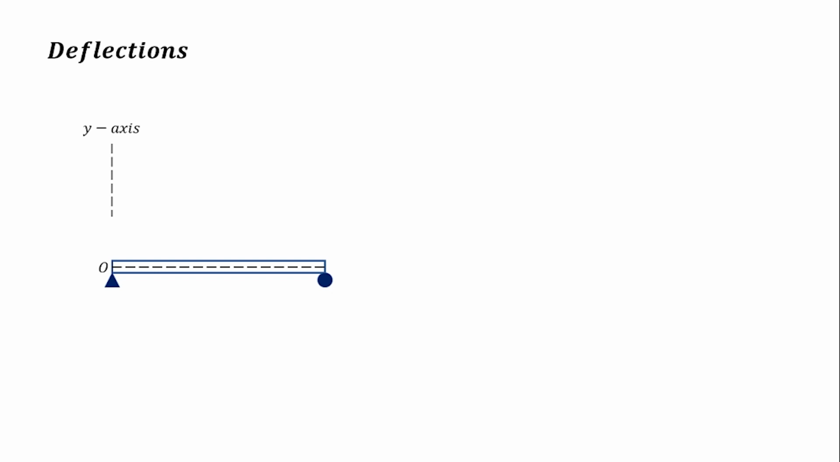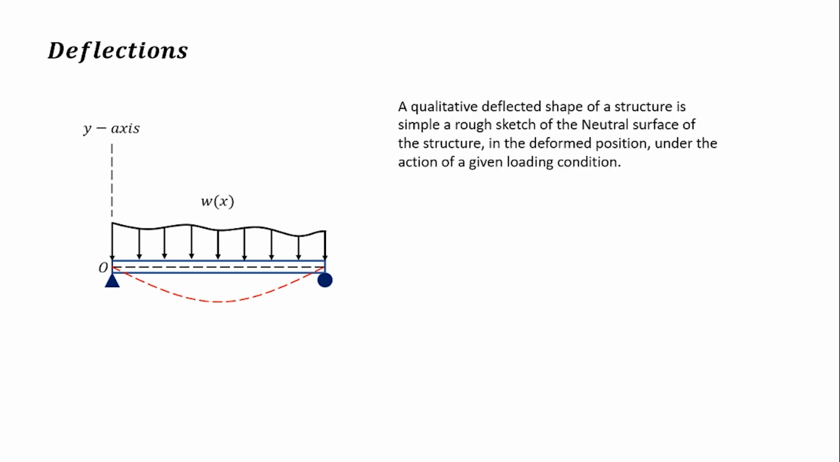So, for our deflections, if we have a beam, simple beam na merong pin support and roller support, if we apply a load, so let's say that this W is in function of x, so magkakaroon tayo ng deflected shape or yan na kulay pula. So, a qualitative deflected shape of a structure is simply a rough sketch of the neutral axis of the structure in the deformed position under the action of a given loading condition. So, this is called an elastic curve. So, ito na kulay pula.